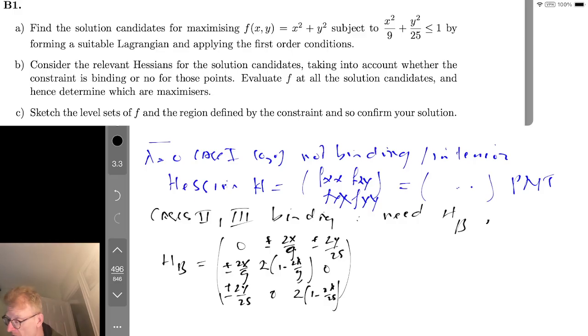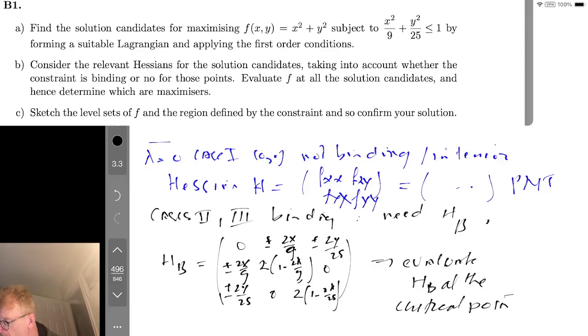So now you need to evaluate H_B at the critical points and evaluate whether rule A applies or rule B. And in this case, m is 1 and n is 2. So we are in chapter 3, and here we are in chapter 2.